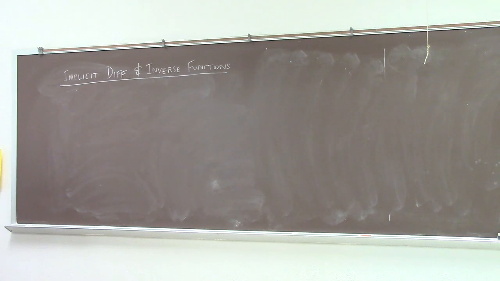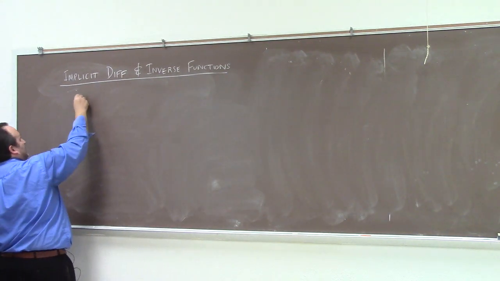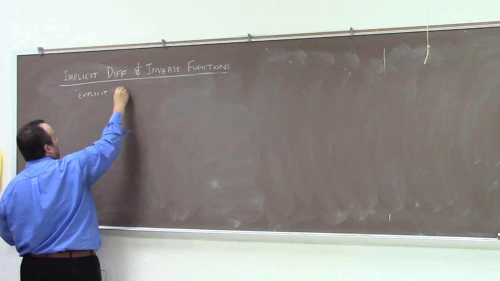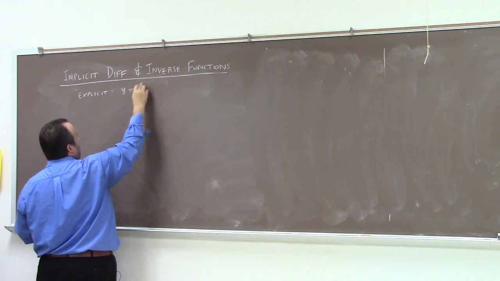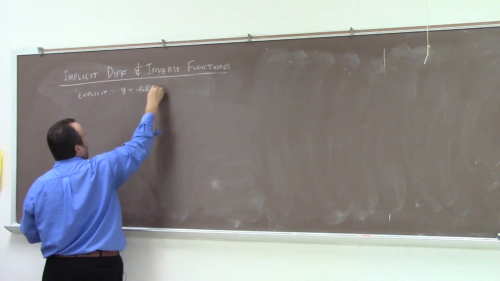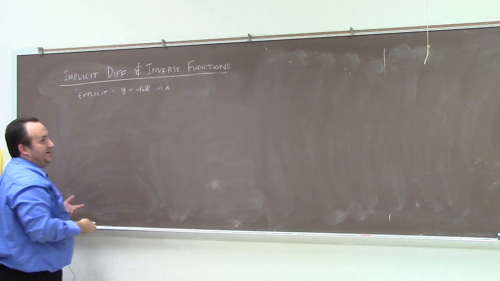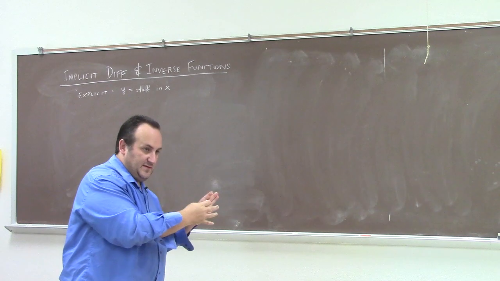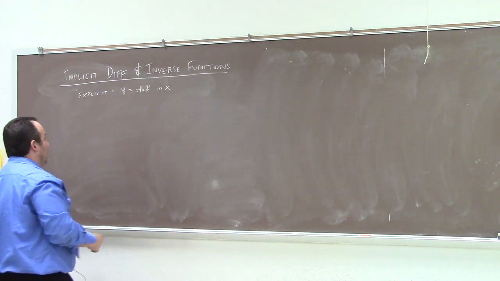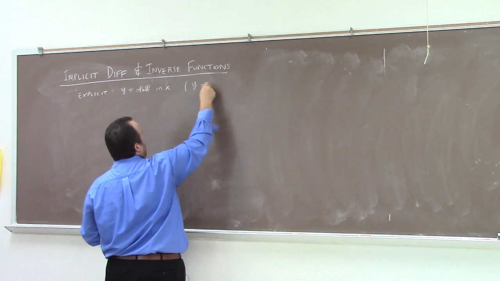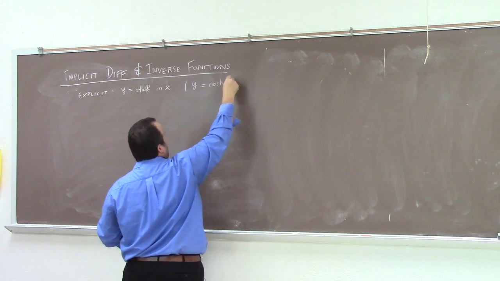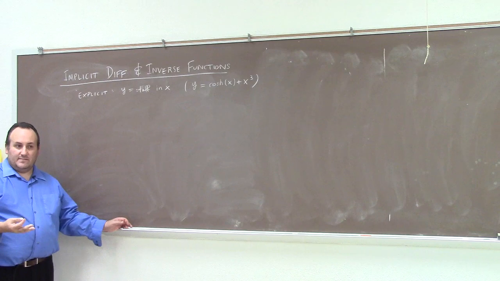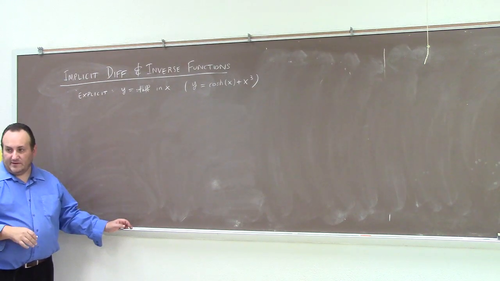So let's talk about it. Explicit is when it's basically just y equals stuff in x. This would make y an explicit function of x. It's when we can write y on its lonesome equal to an expression in x. For example, y equals the hyperbolic cosine of x plus x cubed. There you go. This would be y is an explicit function of x. This is everything we've been doing up to this point.